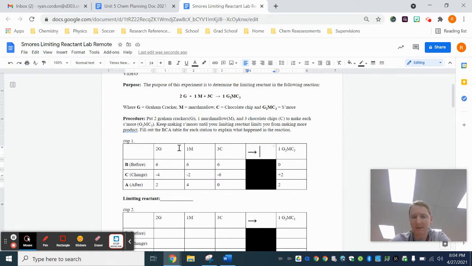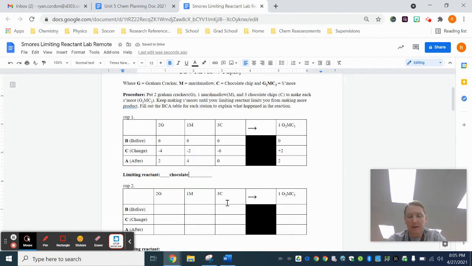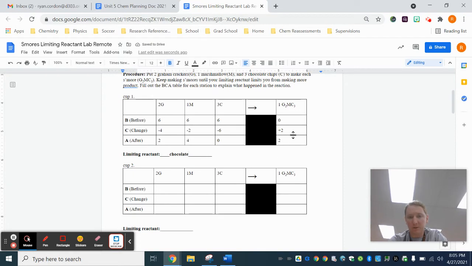And that makes sense because every time I make a s'more, I'm always going to use two times as many graham crackers as marshmallows, right? They have that 2-to-1 ratio. So I have double the amount of graham crackers used as marshmallows, okay? So our limiting reactant was chocolate, and we were able to make two total s'mores.